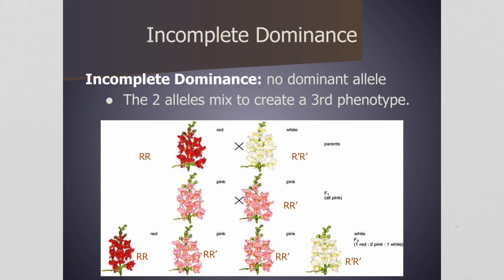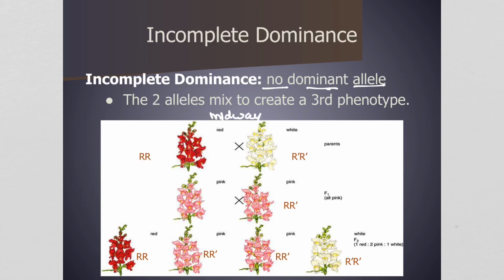All right, so we'll leave the sex-linked traits for now and look at incomplete dominance. So in the case of incomplete dominance, you have no dominant allele. And the two alleles mix, or you end up, like I said, with something sort of midway between the two. So in this instance, it's a mix of color where it's either red or white.